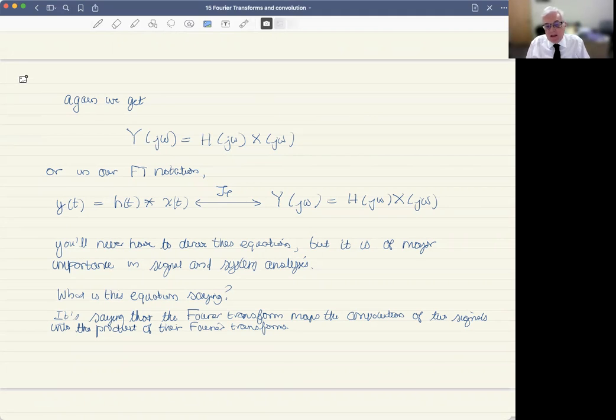So basically, this is the result that we're going to use, and I've shown it in both notations. You'll never have to derive these equations, but they're extremely useful in signal and system analysis. And what is this equation saying? All it says is the Fourier transform maps a convolution of the two signals into the product of their Fourier transforms.